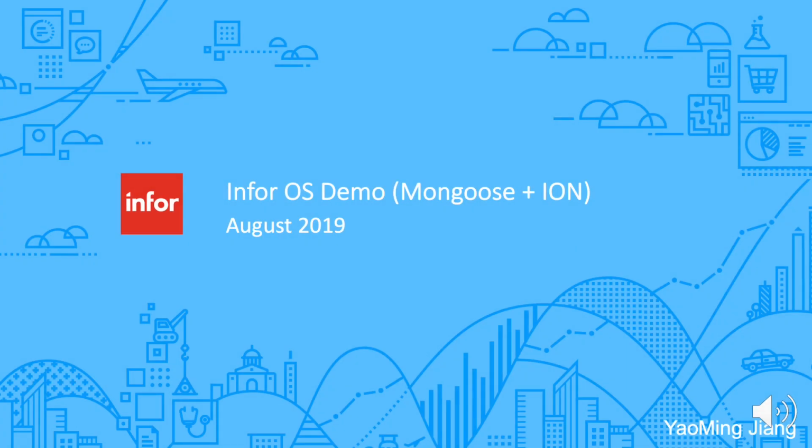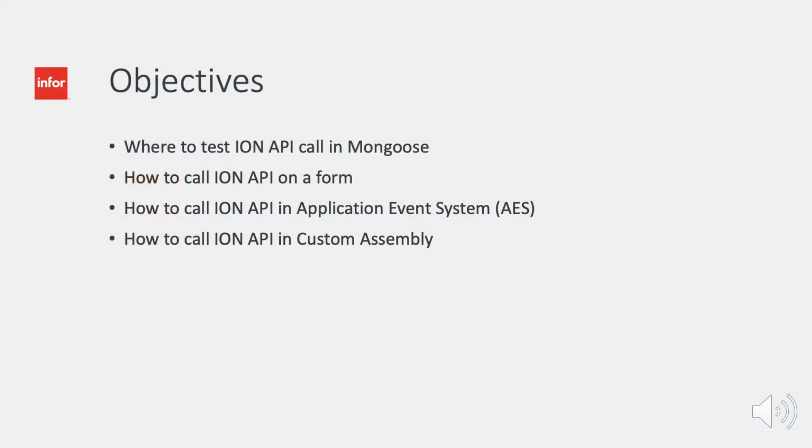Hi, I'm Yao from the InfoOS enablement team, and in this video I will show you how to call Iron API from a Mongoose application. The objective of this video is to show you how you can use Mongoose as a client to call Iron API. This in turn allows any app developed in Mongoose to be an InfoOS connected app.